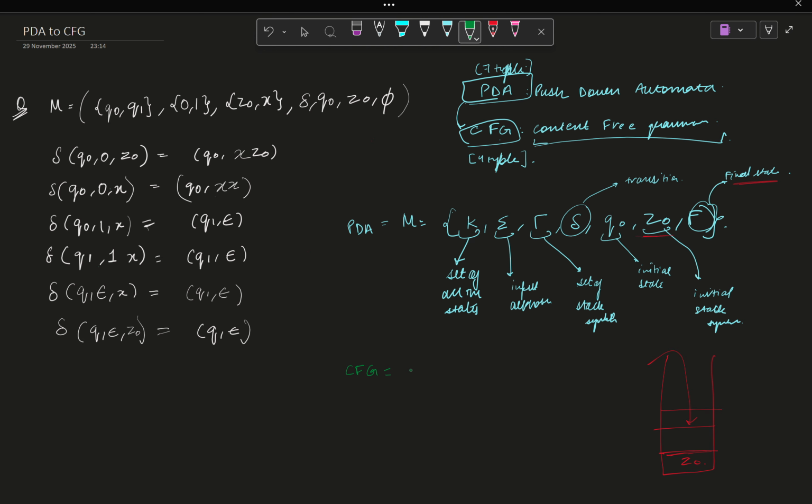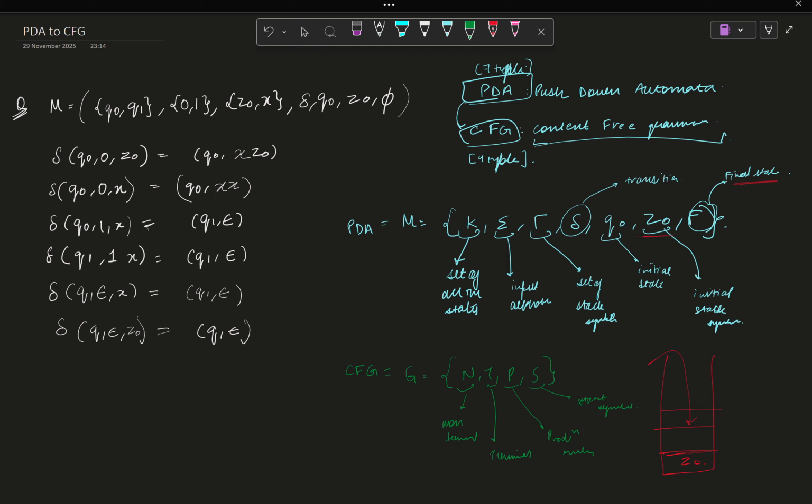A CFG is a four tuple, usually denoted by G, and the four tuples are N, T, P, S. Here N refers to the non-terminals, T refers to the terminals, P refers to the production rules, and S refers to the start symbol.